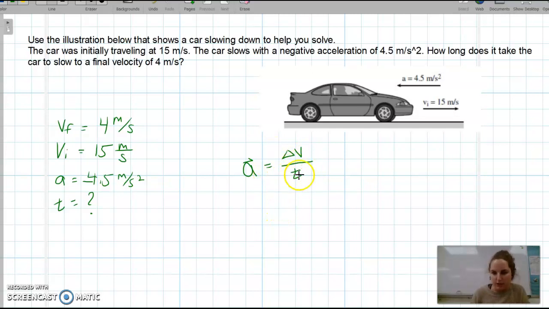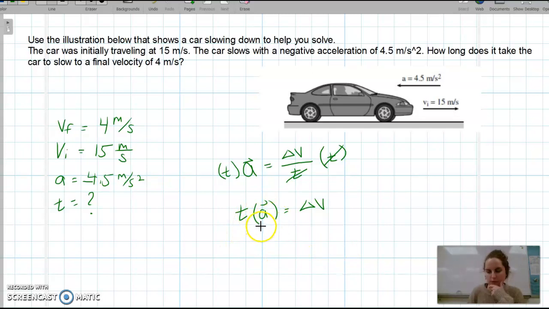Let's get it out of the denominator. To do that, we multiply both sides by time. This cancels out the time here, and we are left with t times acceleration equals change in velocity. I got it to one side, but there's still the acceleration there. To isolate it, all I have to do is divide by acceleration on both sides. That cancels out the acceleration, and I am left with time equal to the change in velocity all over the acceleration. So I have the equation that I need to use.